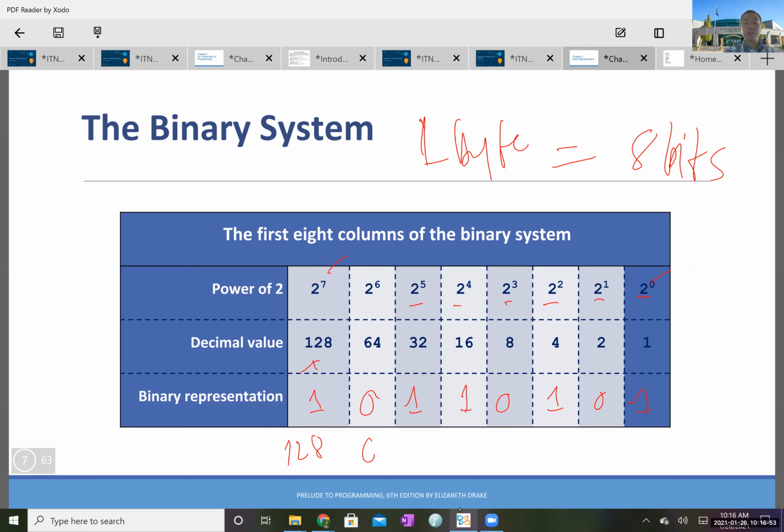This one you have 0 here. This one you have 32 here. This one you have 16, you have 0, you have 4, you have 0, and you have 1. And the last thing, you just sum them up together, right? So we see this one you have 160, 176, 180, and 181 here. Okay? That is the way you convert from the binary to the decimal system here.